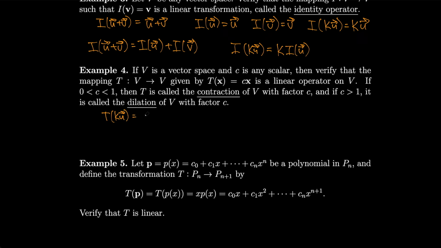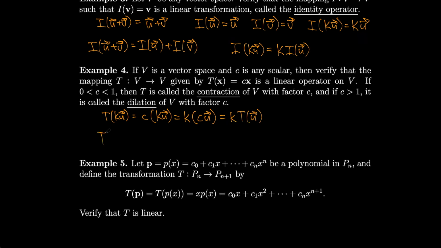So that's just C times ku by the definition we got. But C and K are both scalars, so we can just swap their orders. So that'll be K times Cu. But Cu is T of u. So this is just K times Tu.